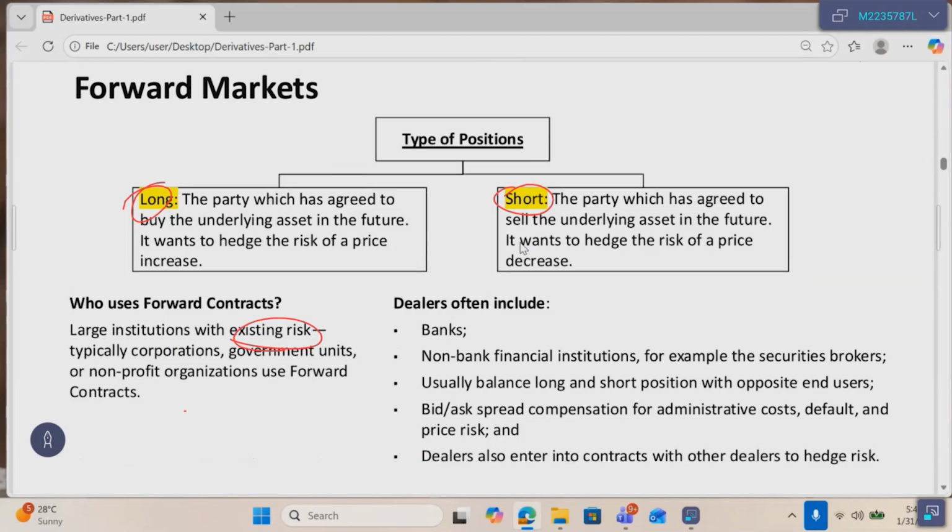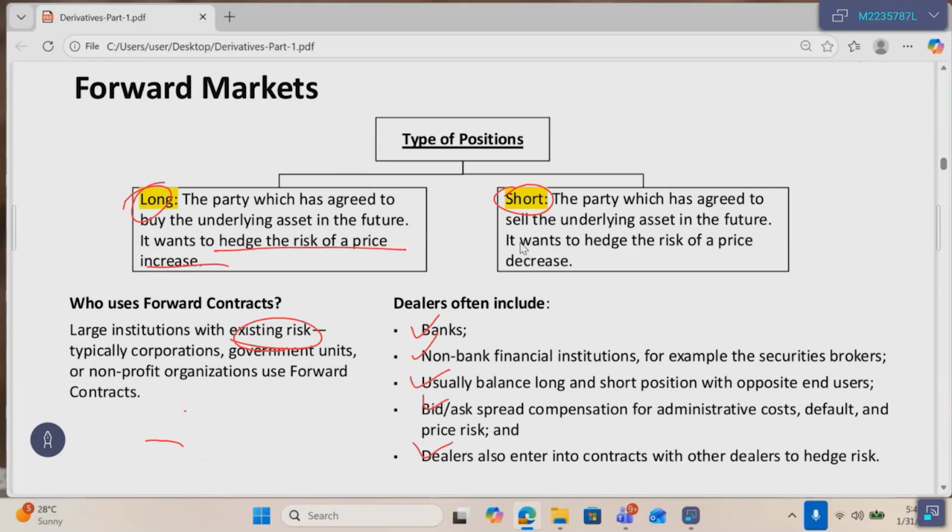So they're taking a risk and then they mitigate it. Okay, and I told you sometimes you do one-to-one or sometimes you go through middlemen or dealers. What are the dealers? All the JP Morgans, Morgan Stanleys, things like that, right? All the dealers are going to sit and create a fund around it. Clear? So remember, the long wants to hedge against an appreciation.